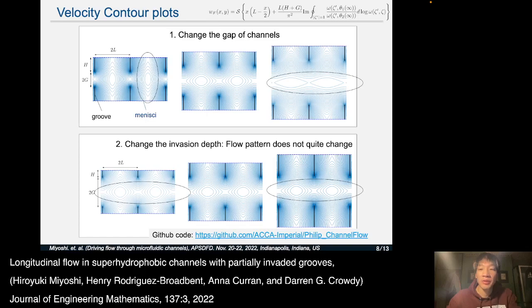And this graph shows a velocity contour approach. We change the gap of channels and we change the invasion depth. When we change the gap of channel, the flow pattern dramatically changes. However, even if we change the invasion depth, flow pattern does not quite change. All these graphs can be reproduced by using the GitHub code.